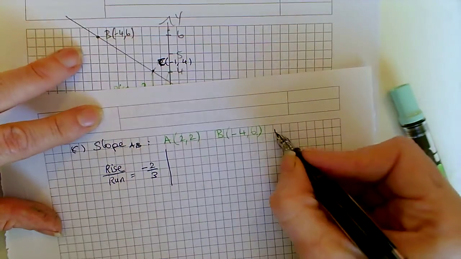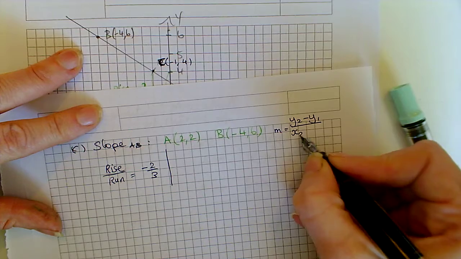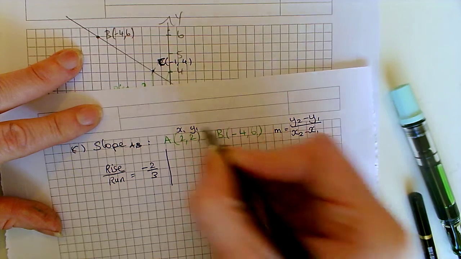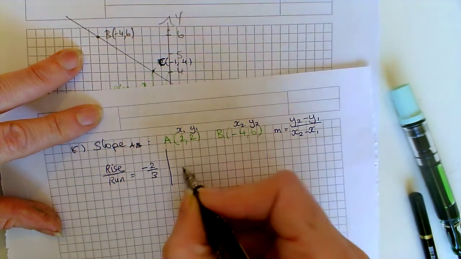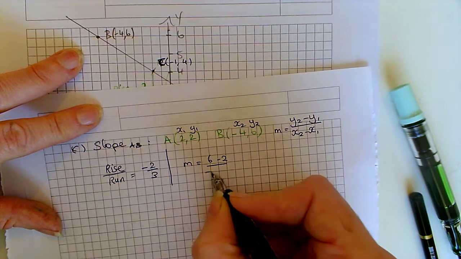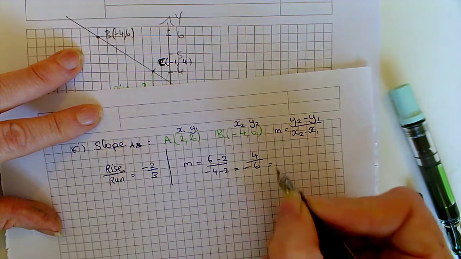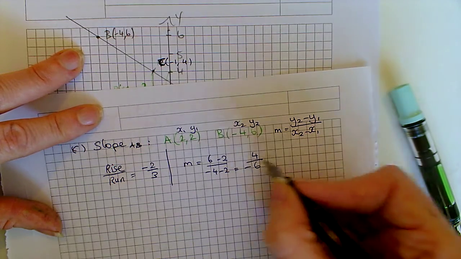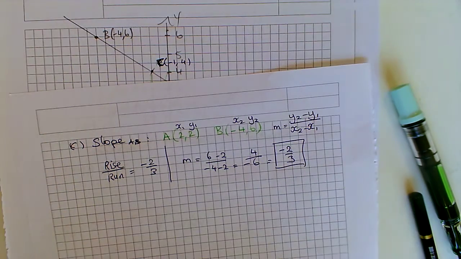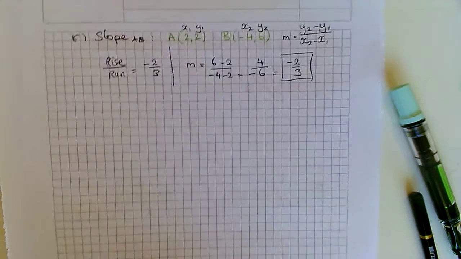But let's also do it using the formula. The slope formula says it's the difference between the y values divided by the difference between the x values when you have 2 points. So my slope will be 6 minus 2 divided by minus 4 minus 2, which gives me 4 over minus 6, which, remember that minus, I can move it up and down and into the middle. That is the same as minus 2/3. So whichever method you prefer is fine. If you do use the graph, make sure you show the work that you've done nice and clearly on the graph.